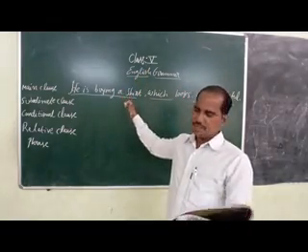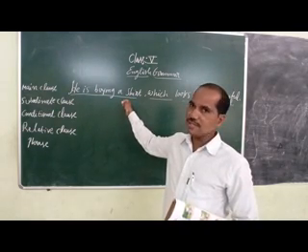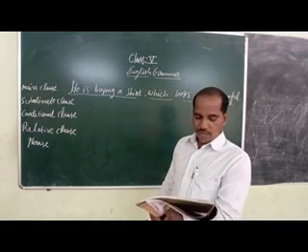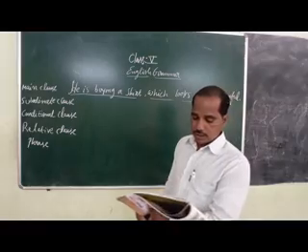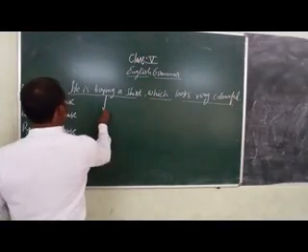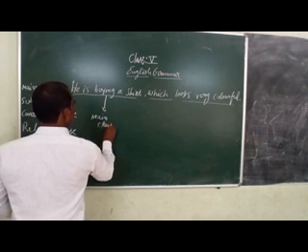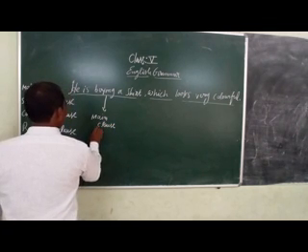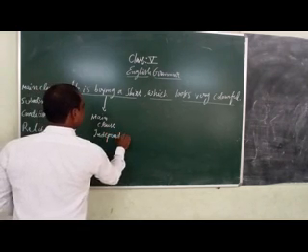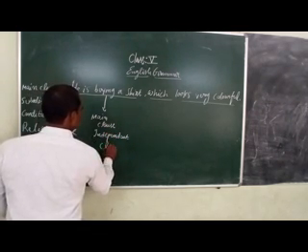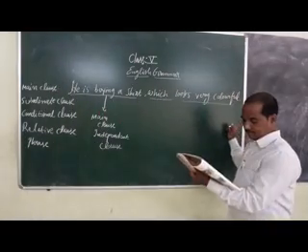Next, it is an independent clause. Another word for it is independent clause. This one is called the main clause, or independent clause. It doesn't depend on any other clause or sentence. Understood?